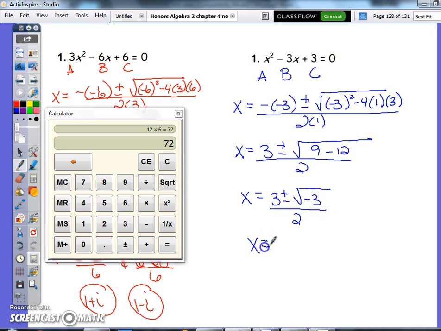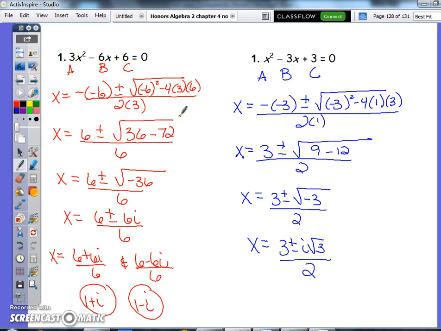And so x is simply going to equal 3 plus or minus i square root of 3 over 2. Nothing simplifies, nothing comes out. That's my answer. You can break it into 2, 3 plus i square root of 3 over 2, and 3 minus i square root of 3 over 2. That's where we're at.